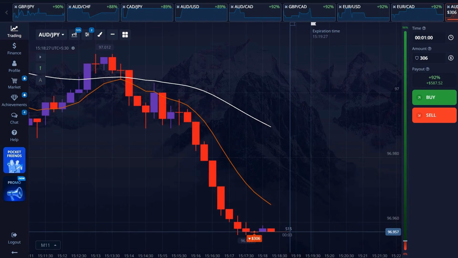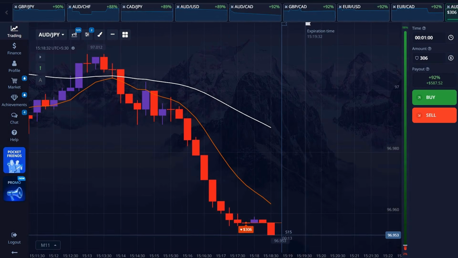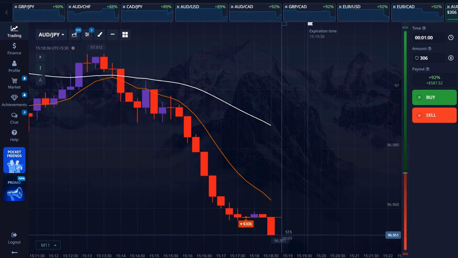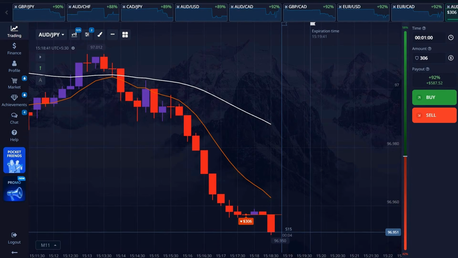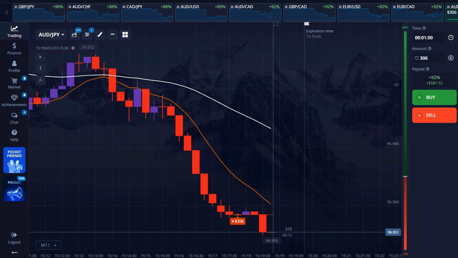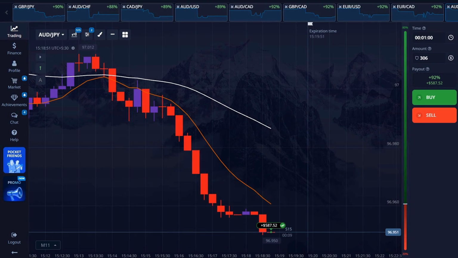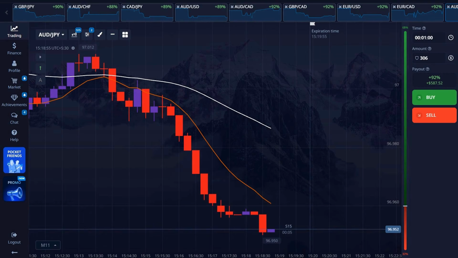As the trade runs, notice how the candles continue to form strongly in the downward direction. Even if the volume fluctuates slightly during the candle, the overall trend and the entry signal remain valid. And here's the result. Another successful sell trade closed in profit. This shows the importance of combining EMA direction with volume confirmation.